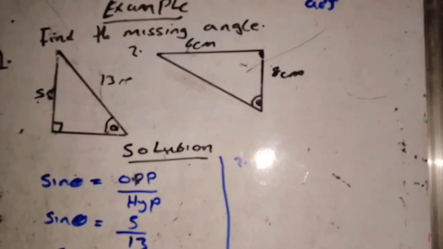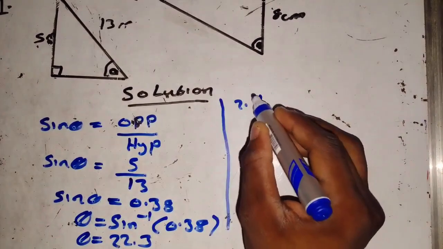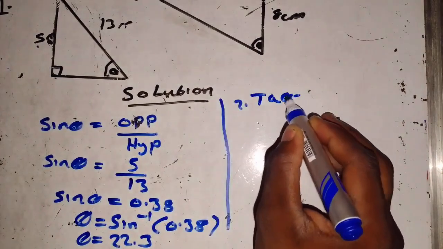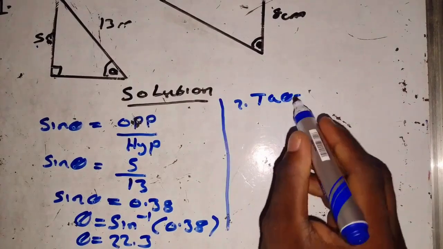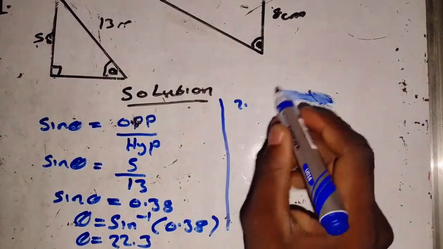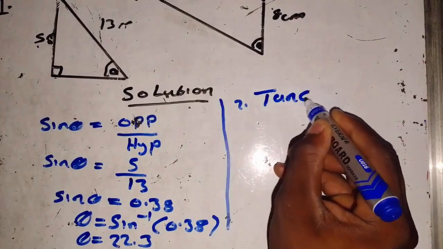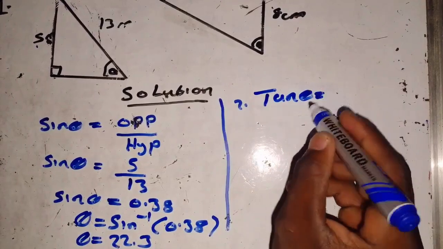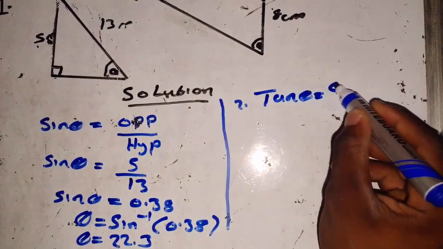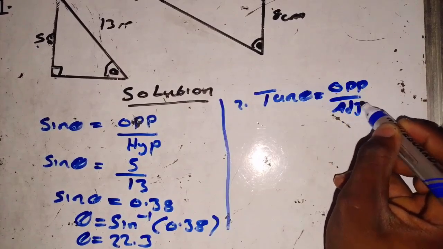So here we're going to have tan theta is equal to opposite over adjacent. So you should go through these trig ratios.